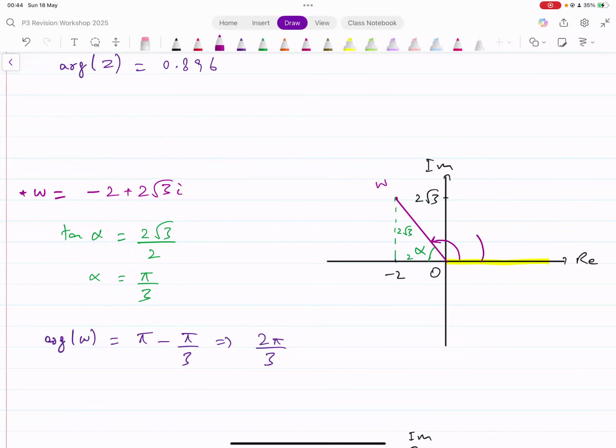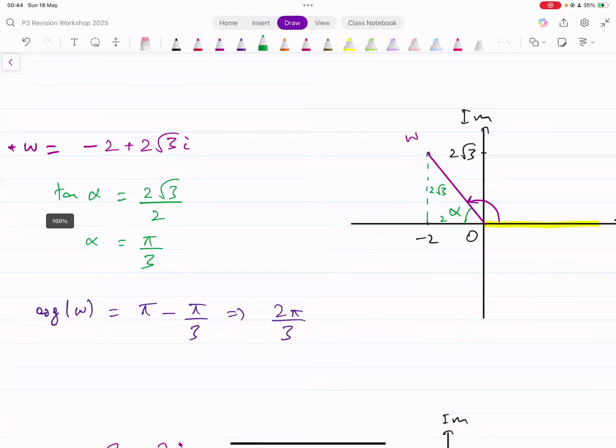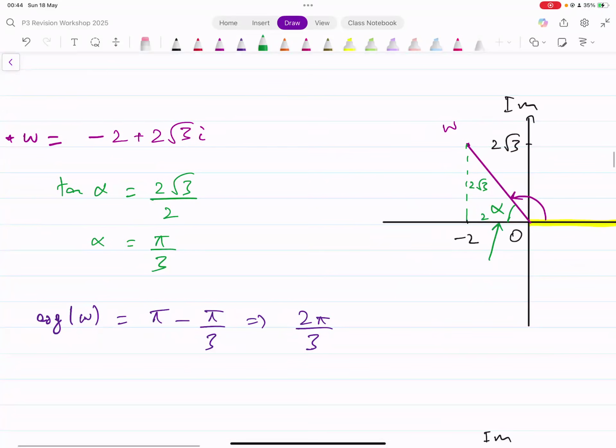We are looking for this angle. That will be the argument. This is where the complex number is going to be. The argument is going to come from here, like this. Now, how do you find this? You can think of this right angle triangle. You find the basic angle first of all. It's called this basic angle alpha.